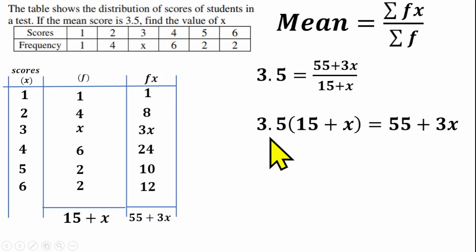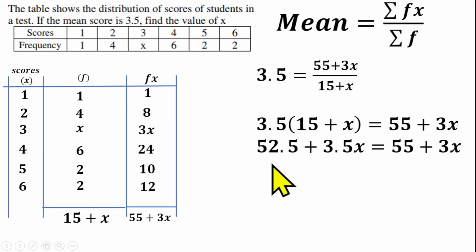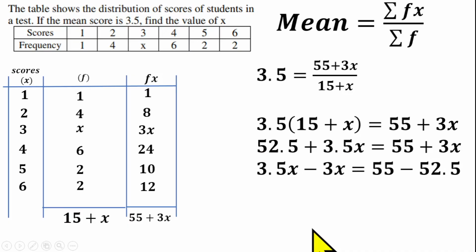If you expand the bracket, 3.5 will multiply 15 and it will multiply x. So that means you'll have 52.5 plus 3.5x equals 55 plus 3x. Collect the like terms. I'll have 3.5x minus 3x equals 55 minus 52.5, like this. If you subtract this, that gives us 0.5x equals 2.5. Divide both sides by 0.5, x will be equal to 5.